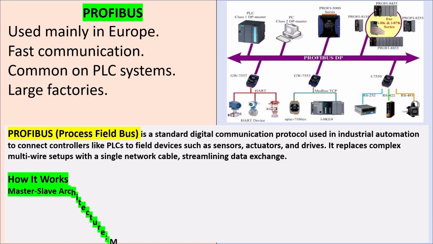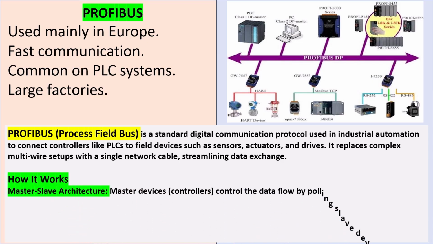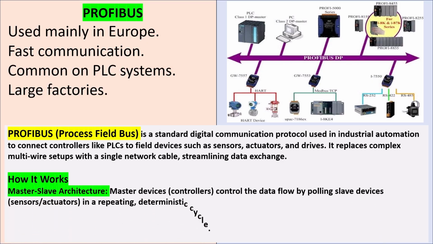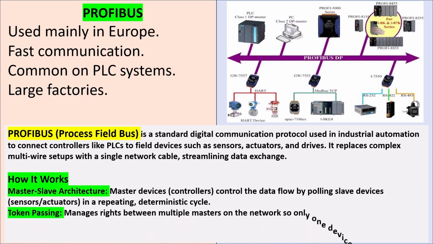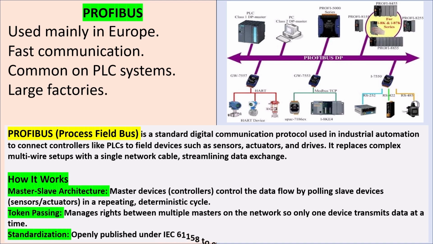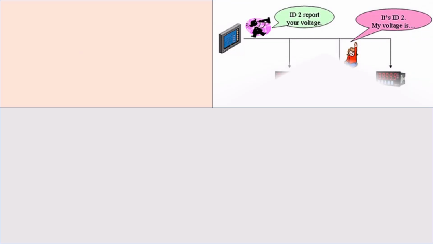How it works: master-slave architecture. Master devices, controllers, control the data flow by polling slave devices, which are sensors and actuators, in a repeating deterministic cycle. Token passing manages writes between multiple masters on the network, so only one device transmits data at a time. Standardization: openly published under IEC 61158 to ensure reliable multi-vendor device compatibility.